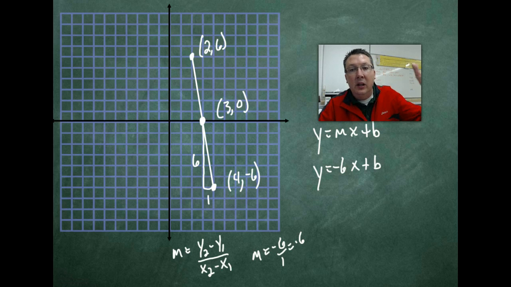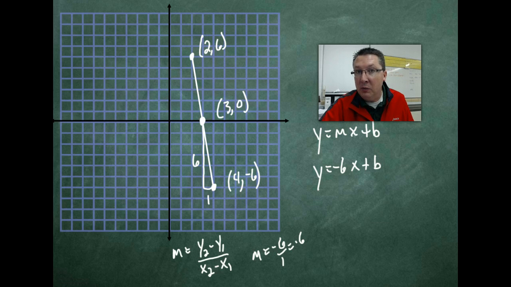Now the challenge here is to figure out b, because if the line continued on up, I don't see where it's crossing the y-axis, so I need to find that number. A lot of times this number will not be a whole number. It might be a decimal or a fraction, so we're just going to have to be prepared for that.